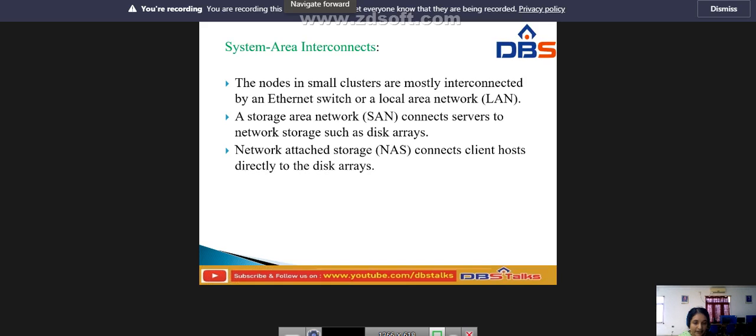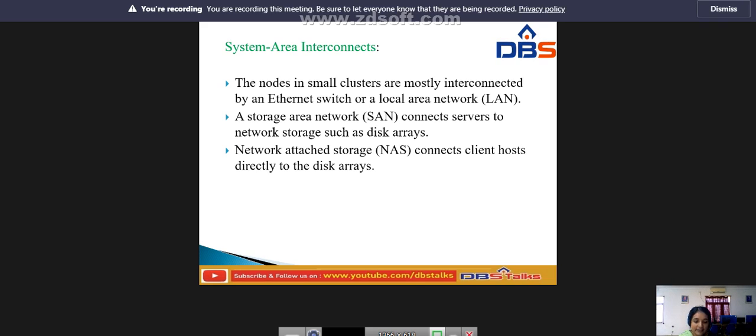And next coming to system area interconnects. The nodes in small clusters are mostly interconnected by an Ethernet switch or a local area network. A LAN is used to connect a client host to big servers. A storage area network, SAN, connects to network storage such as disk arrays. Network attached storage connects the client host directly to the disk arrays.